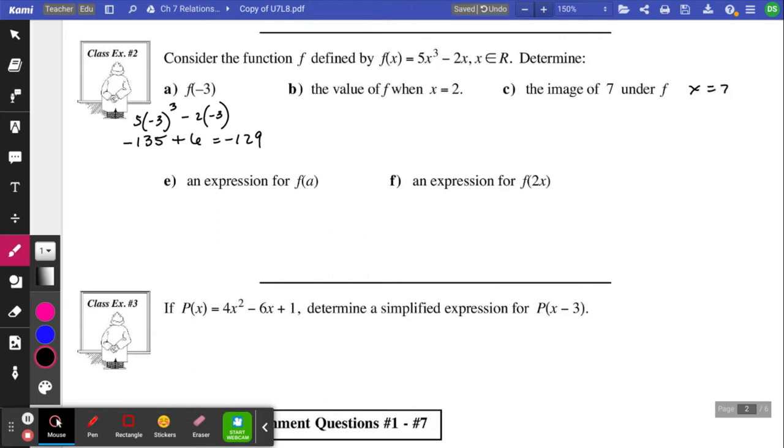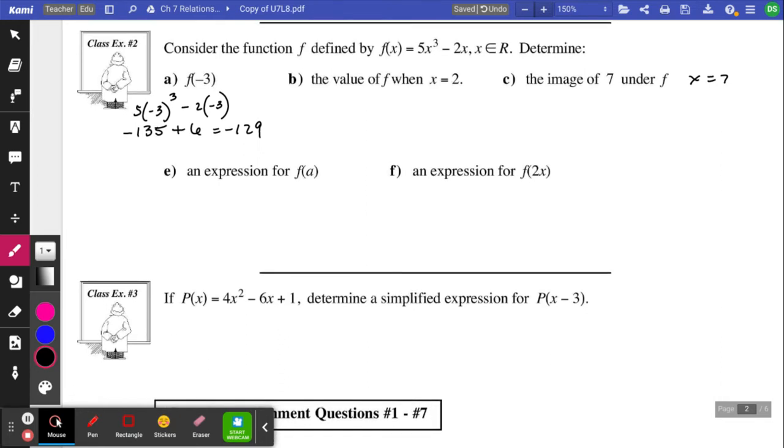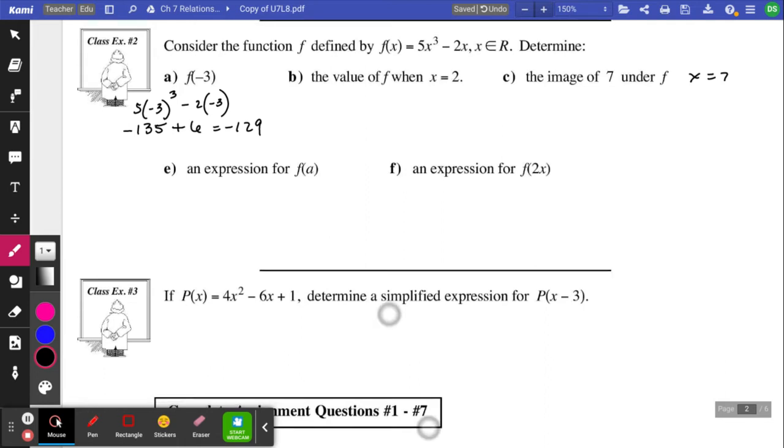An expression for f of a. What would I do there? What did the a just replace? A is the input, right? So everywhere you see an x, now you put an a. So we would have 5a cubed minus 2a. That's it. It's not rocket science. The a is replacing the input, which is our x.